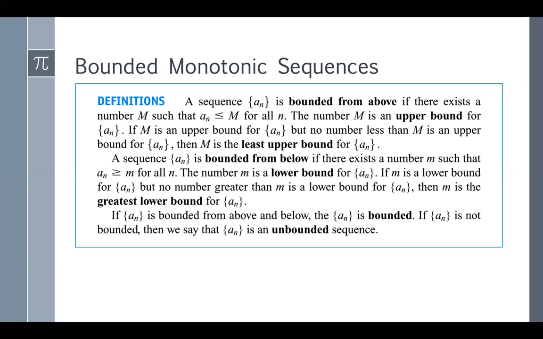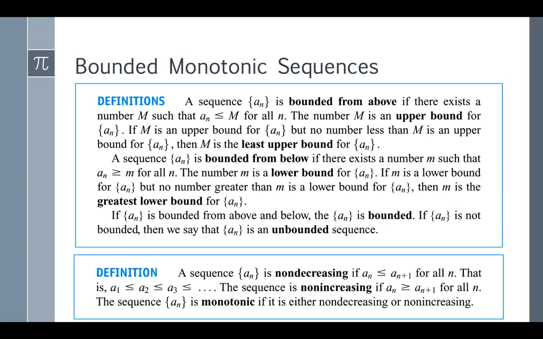Similarly, a sequence a sub n is bounded from below if there exists a number little m such that a sub n is greater than or equal to little m for all n. That number little m is called a lower bound for the sequence a sub n. If the sequence never goes below that number, then that number is called a lower bound. If a sub n is bounded from above and below, then the sequence a sub n is bounded. If a sub n is not bounded, then we say it's unbounded. That's logical, right? So that takes care of bounded.